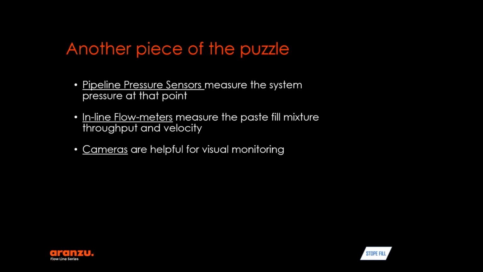Another important piece of the puzzle are the pipeline pressure sensors, which measure the system pressure at that point and can be used to indicate when an upset flow condition is developing. The readings are also integral to the validation of the flow modelling and the calculated node pressure values. They also enable the system to measure the paste fill mixture friction loss, which is related directly to the fluid rheology. These sensors have an operating pressure of up to 100 bar.